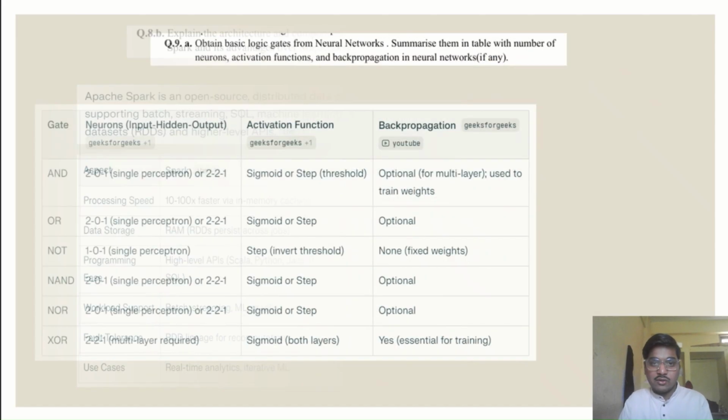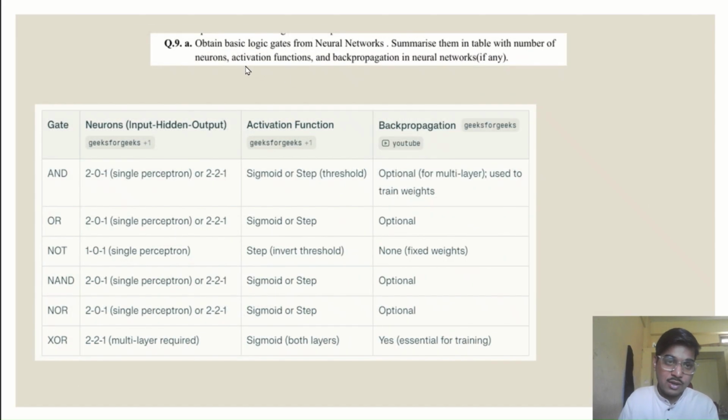Let's move to question number 9, A part, which is asking to obtain the basic logic gates from neural networks and summarize them in a table with the number of neurons, activation function, and backpropagation in neural networks, if any. So I had created a general table to explain each one of them.